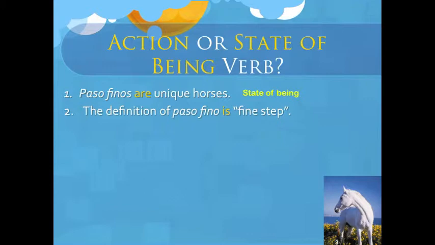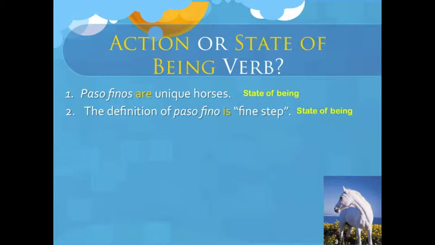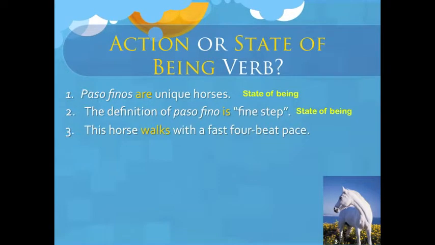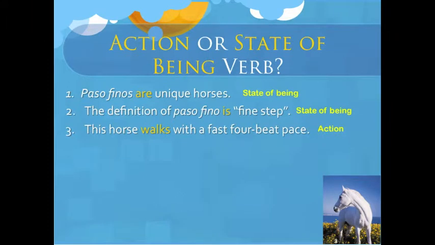The definition of paso fino is fine step. The verb is "is." It is a state of being verb and links the definition to fine step. Good, Gail. What about number 3? This horse walks with a fast 4-beat pace. The verb is walks. And in this case, it is an action verb.